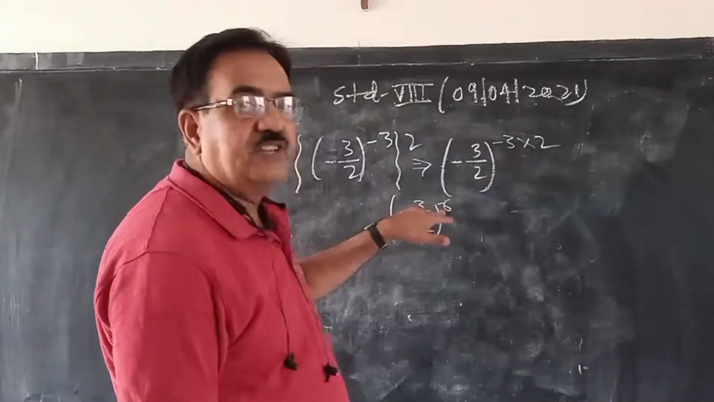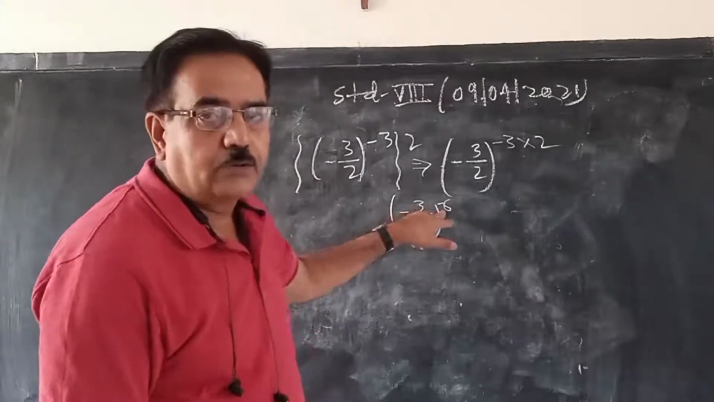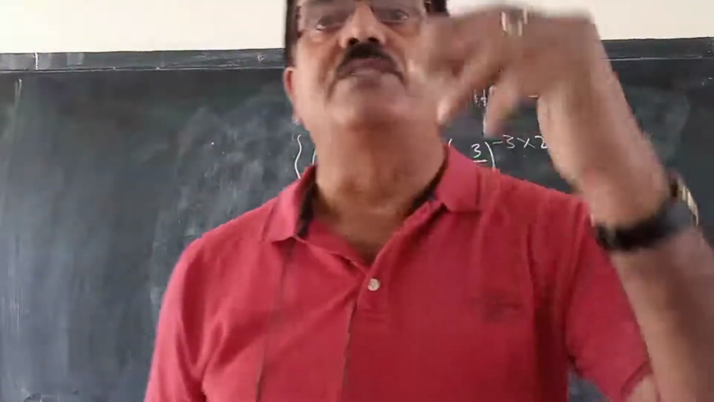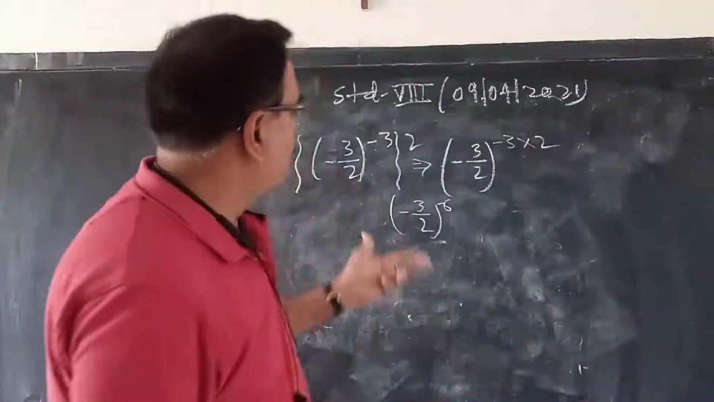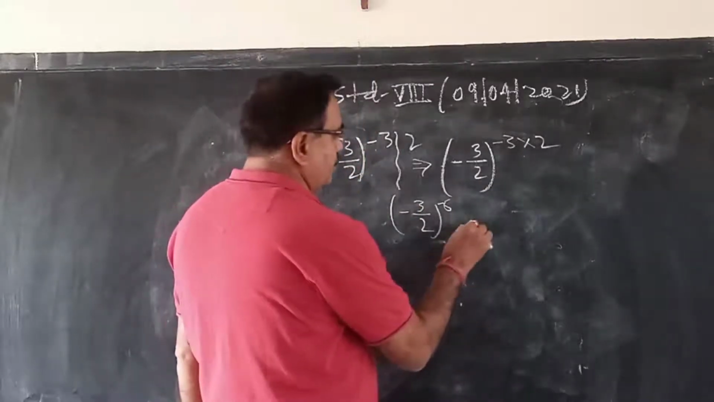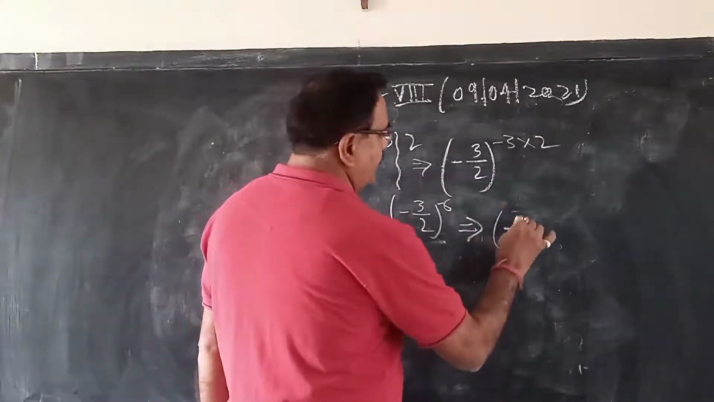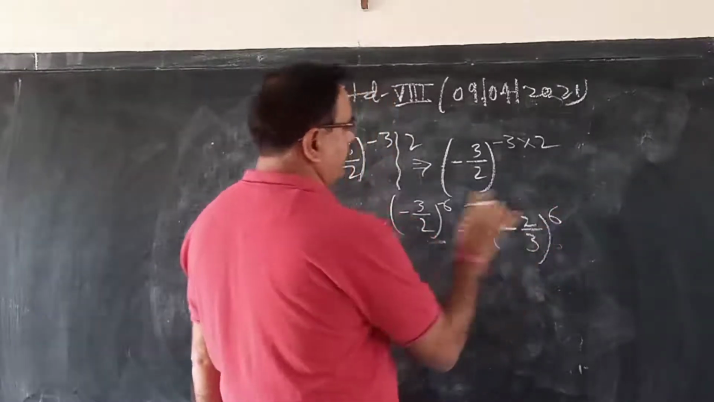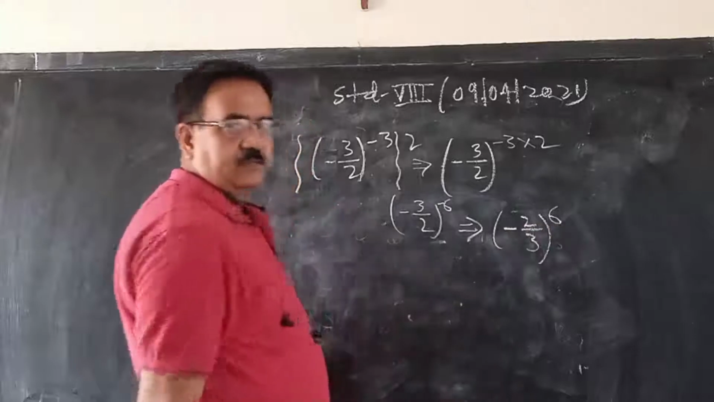Now here the power is negative. So how to make the negative power into positive? By taking its reciprocal value. What is the reciprocal of -3/2? It is -2/3. So the power becomes positive: -6 becomes +6.